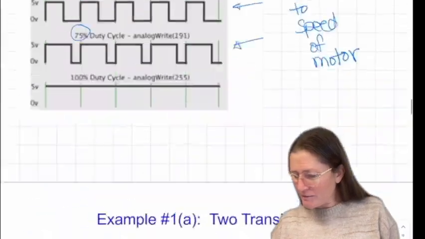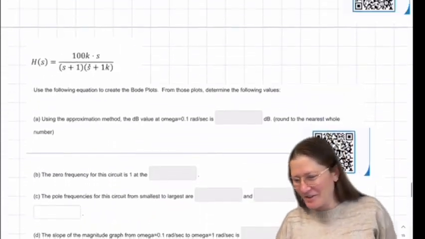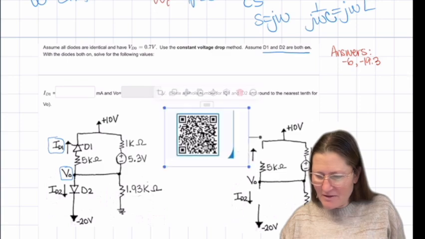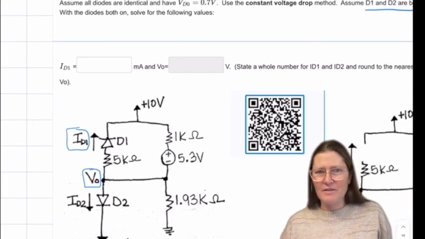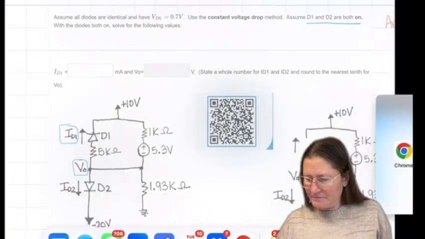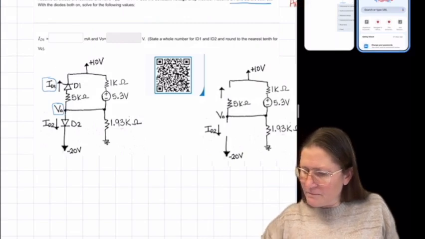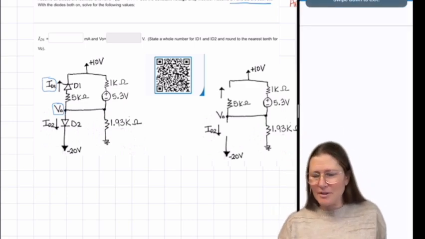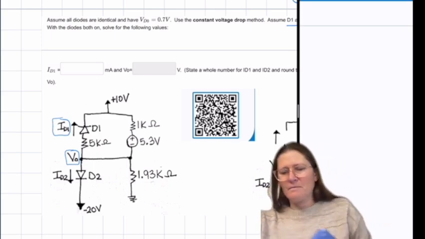And those that are interested, oh, maybe not. I don't know what happened to my thing. Okay, for this one, if you do want to put ID1 and V out answers in there, you can do that.